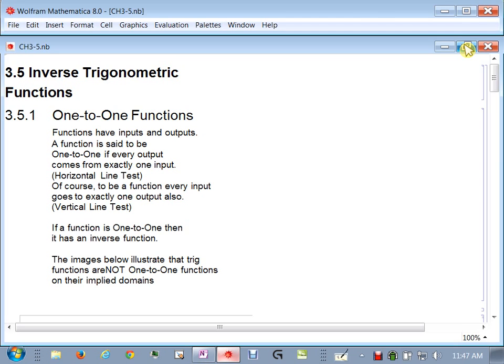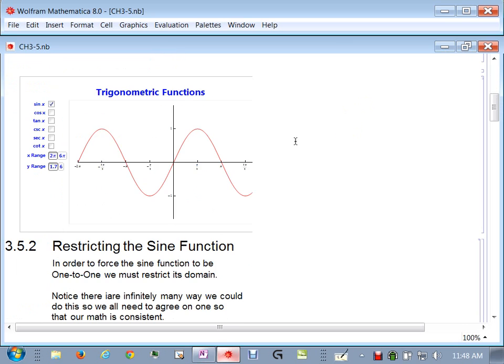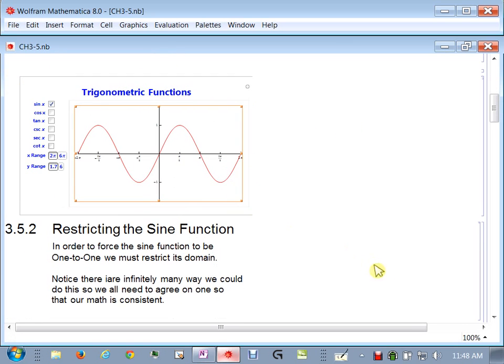Of course, to be a function, every input goes to exactly one output. So you do a vertical line test to see if something is a function. You do the horizontal line test to see if it is one-to-one. If a function is one-to-one, then it has what we call an inverse. And then the images here will show you our basic trig functions. What I have up here is different than what you have. You have a static image there.